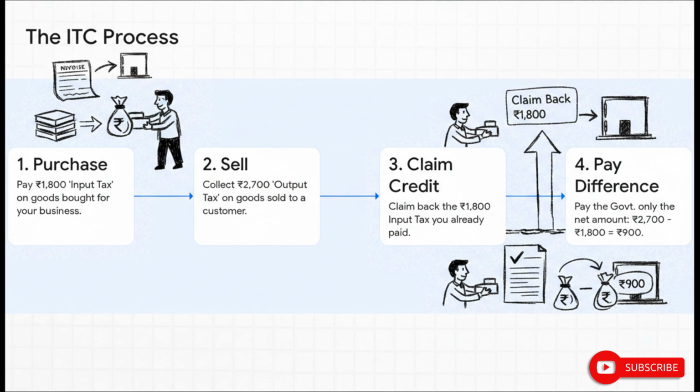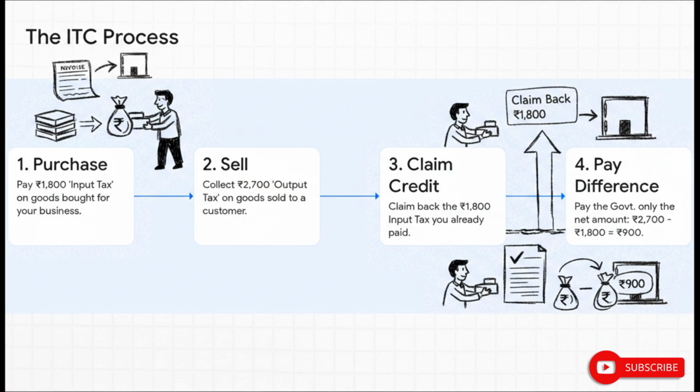Let's say you're a trader. You buy some goods for 10,000 rupees, and you pay 1,800 rupees in GST on top of that. That 1,800 is your input tax. Now, you're going to sell those goods for 15,000 rupees, and you collect 2,700 in GST from your customer. That's your output tax.